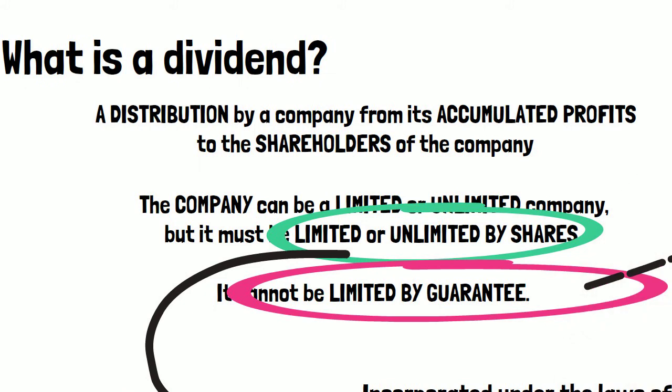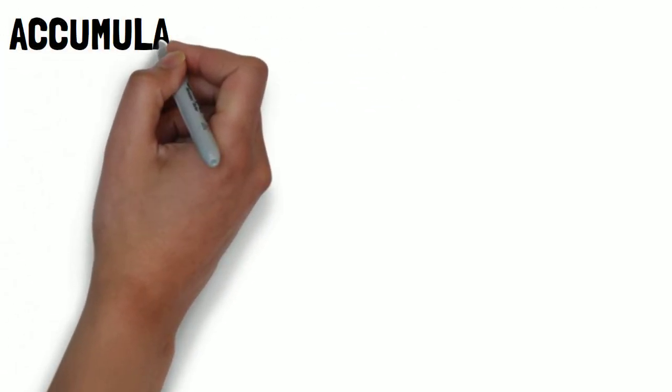So, returning back to the definition, a dividend is a distribution by a company from its accumulated profits to the shareholders of the company. We've defined what the shareholders of the company are. They're the owners of the shares of the company. Now it's key to define what it means by accumulated profits and where this idea that it has to come out of accumulated profits comes from.